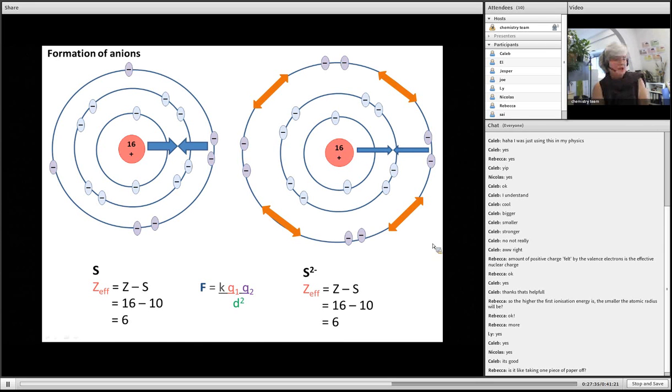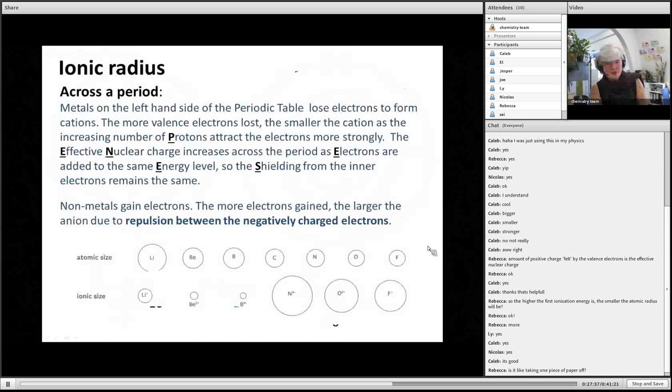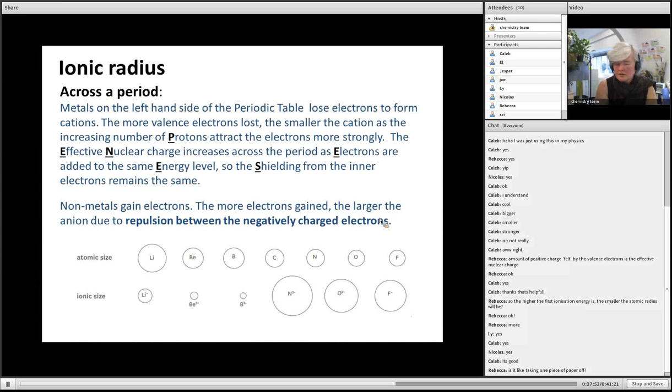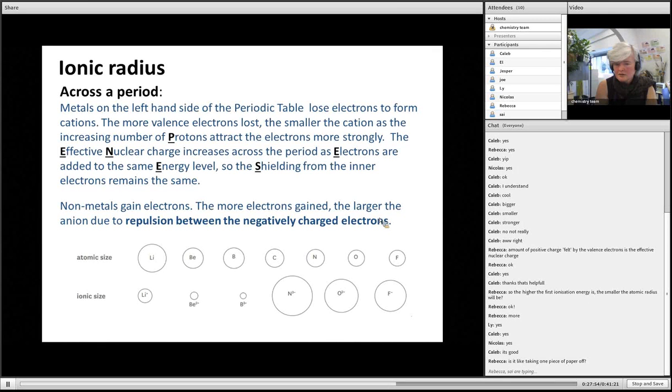Okay, so I know we're pretty much out of time, because I said half an hour, so very quickly, ionic radius. Actually, what would you like me to do? Would you like me to continue with this next week, or would you like me to just quickly go through this now? Because I did say half an hour.